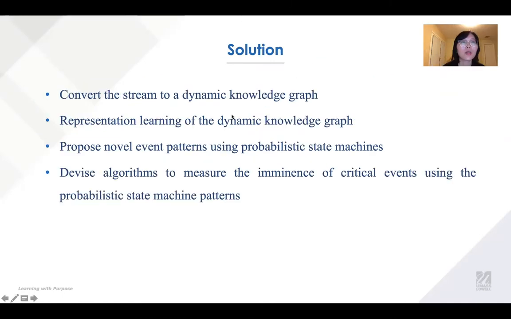In order to solve such a problem, we propose a novel approach that uses relational machine learning and representation learning. We first convert the data stream to a dynamic knowledge graph. Representation learning of such dynamic knowledge graph. Then we propose novel event patterns by using probabilistic state machines. After all, we devise algorithms to measure the imminence of critical events using the probabilistic state machine patterns.